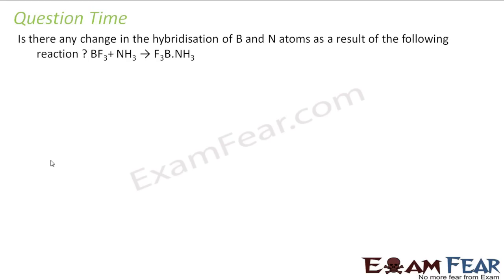Similar question here. So my BF3 plus NH3 becomes this. It's asking if there is a change in hybridization for B and N. So if you see my boron, it is in this shape. In the excited state, it goes for sp2 hybridization.